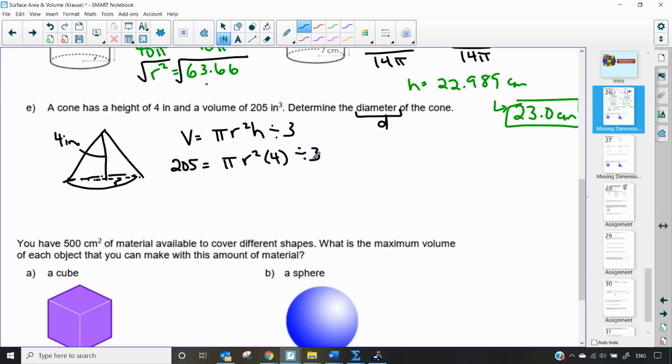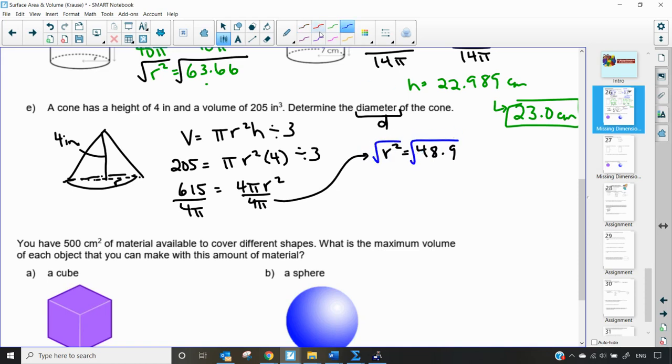Our first step is going to be to get rid of the 3, so we're going to multiply by 3 on both sides. That gives us 615 equals 4 pi r squared. We're going to divide by 4 pi on both sides, and that gives us r squared equals 48.9. Now square rooting both sides gives us r equals 6.9957, and that means that radius rounds to 7.0 inches. Now we're multiplying by 2, again keeping that exact on our calculator. Our diameter is 14.0 inches.